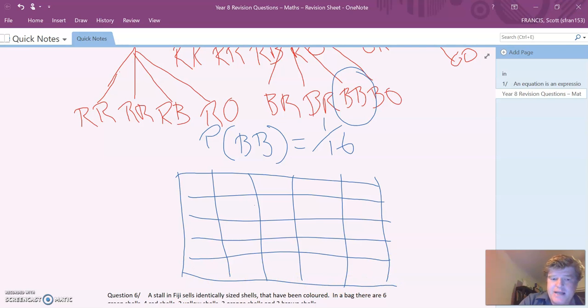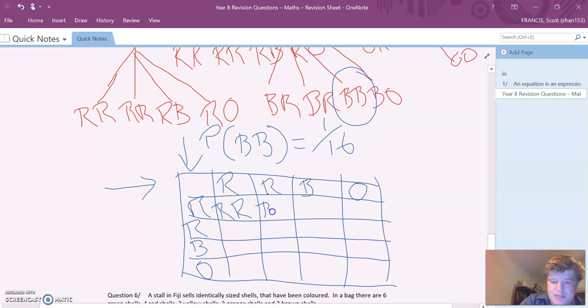So, we've said our options are red, red, blue, and orange. So that's one choice along this row. We'll put the other choice down this row: red, red, blue, and orange. So the first marble here is going to be red and red. This choice is going to be red and red. This choice is red and blue. This choice is red and orange.